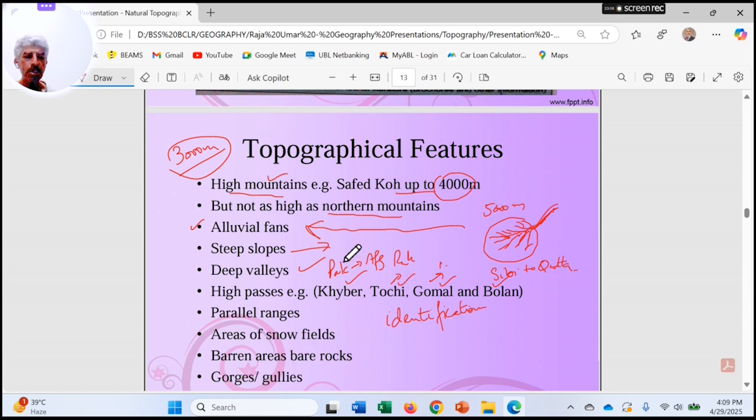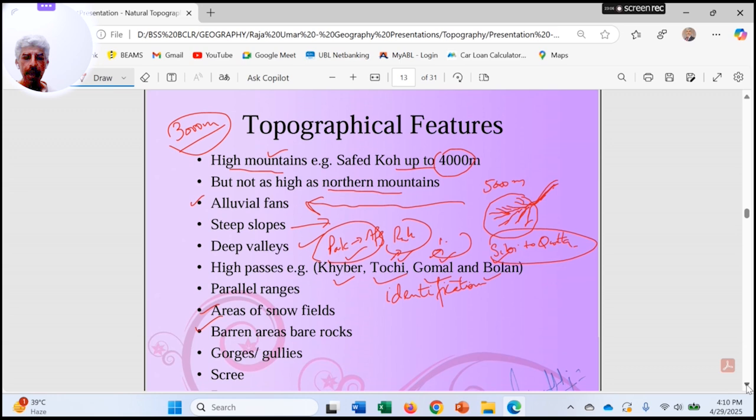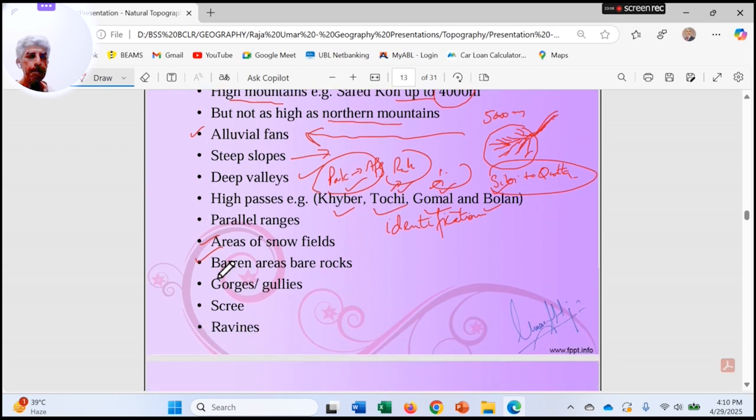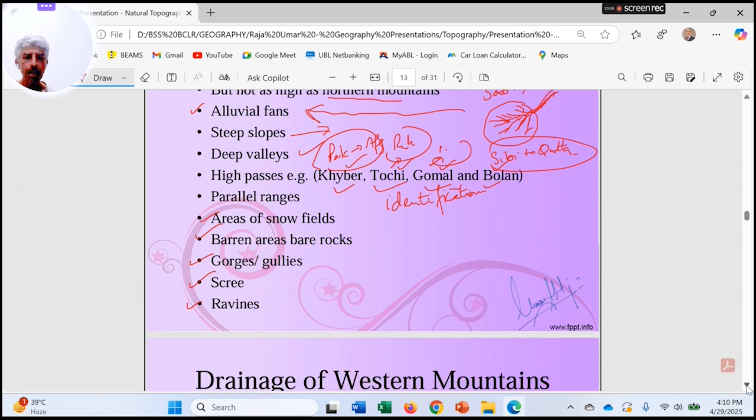So in this way, you might be asked to name the connecting areas through these passes of the Western Mountains. So, parallel ranges from north to south in this region, barren areas, bare rocks, as this area is quite rough and tough. Gorges, gullies, scree and ravines, ditches, depressions, they all are characteristics of this area.